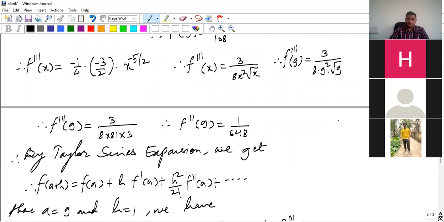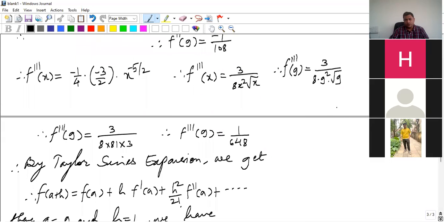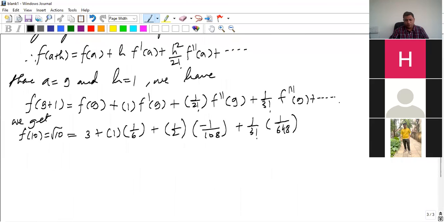So is this expression okay up to here? Yes, sir. Okay. So rest of the terms we have not calculated, but they are there. And we are finding the approximate value. That's why we truncate here. And hence root of 10 is equal to 3 plus 1 by 6 minus, this is 1 by 216. Plus this 1 by 3 factorial is going to be 6 into 648.